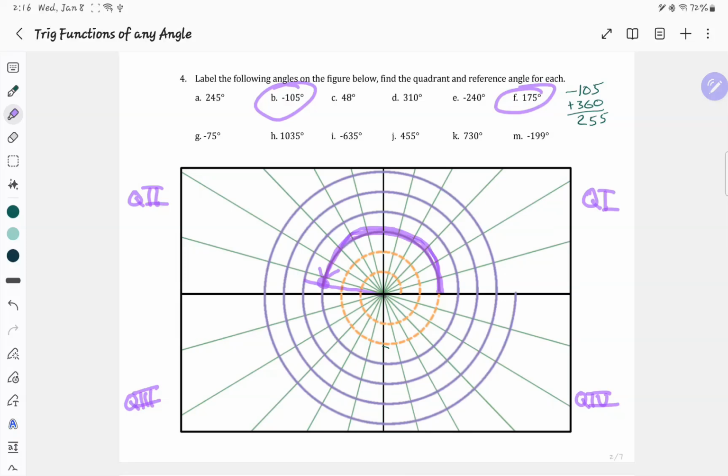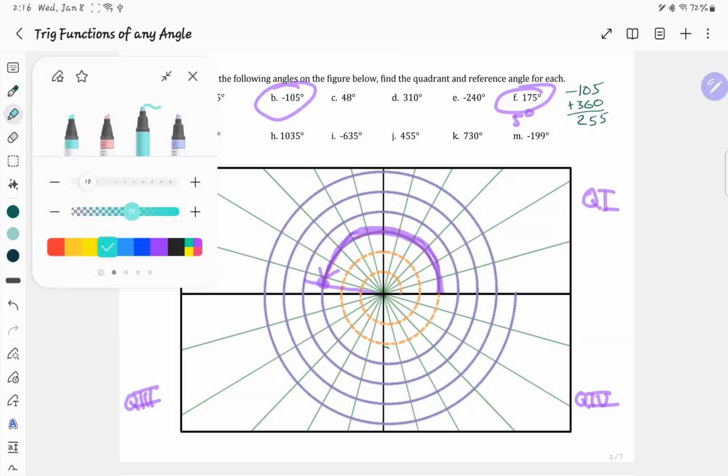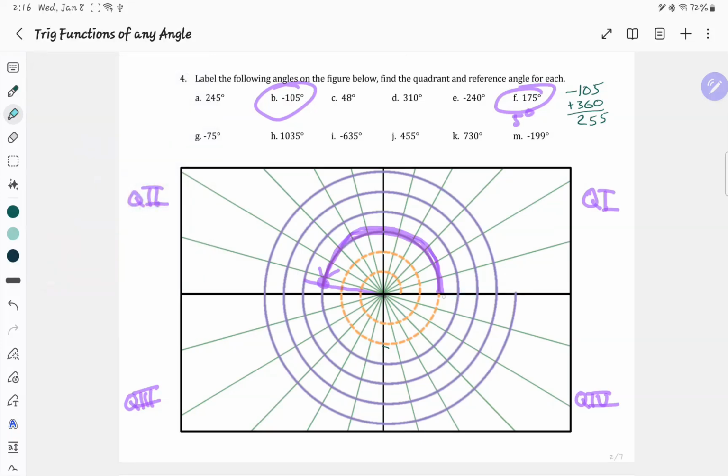Reference angle for this one would be 5 degrees. We're 5 degrees short of that x-axis right there. So 180 minus the 175, that would be 5 degrees. The negative 105, when we did that one, let's go and put that one in. So that was, we said right here, we went 90 plus an extra like 15.